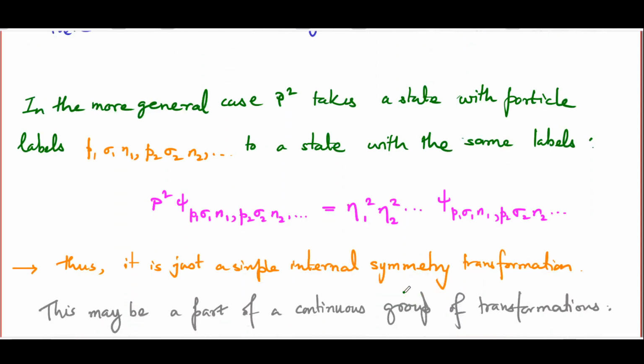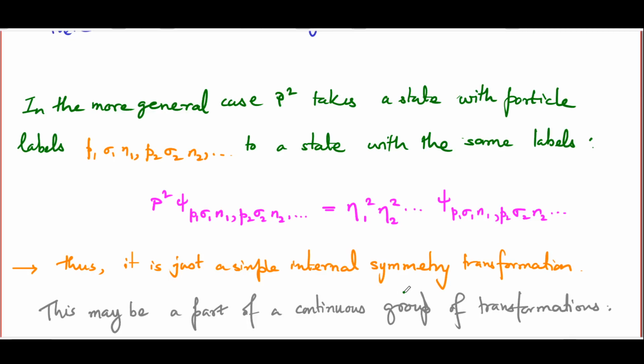Now, given the action of P on psi, the action of P square on psi is pretty straightforward. As I said, psi p1 sigma 1, n1, p2 sigma 2, n2, etc. acted upon by P square returns psi with exactly the same labels. But what you have extra is that it's multiplied by eta 1 square, eta 2 square, eta 3 square, etc.